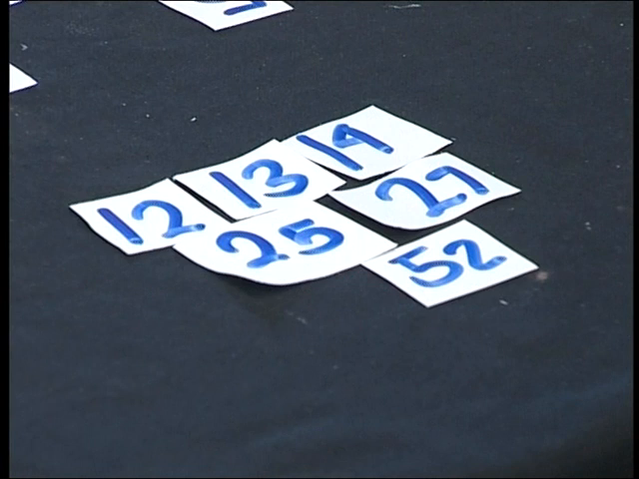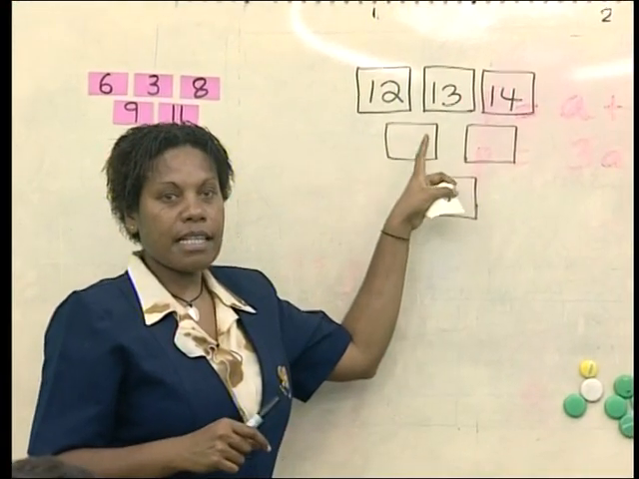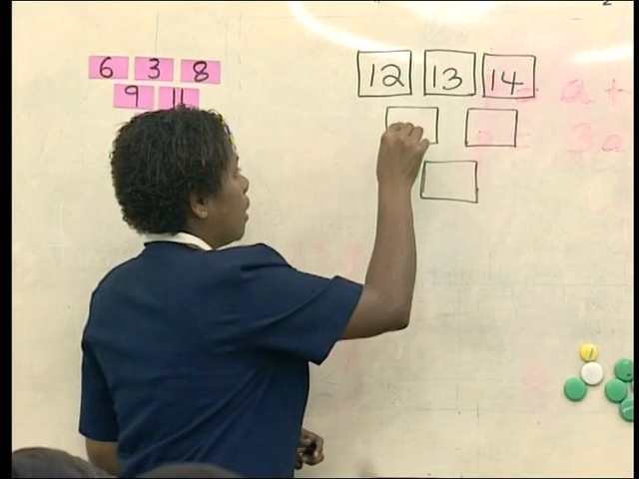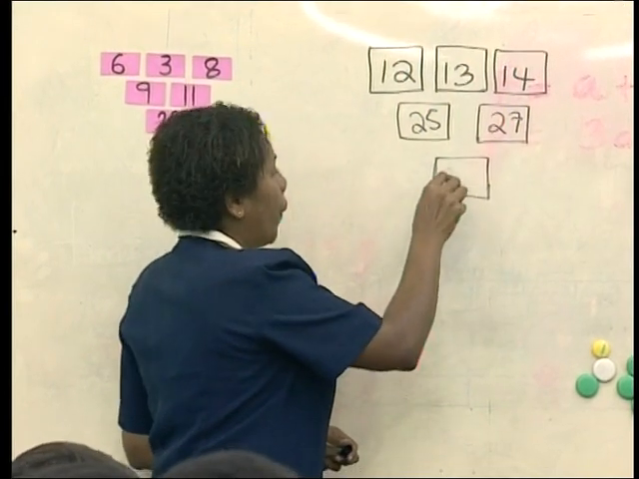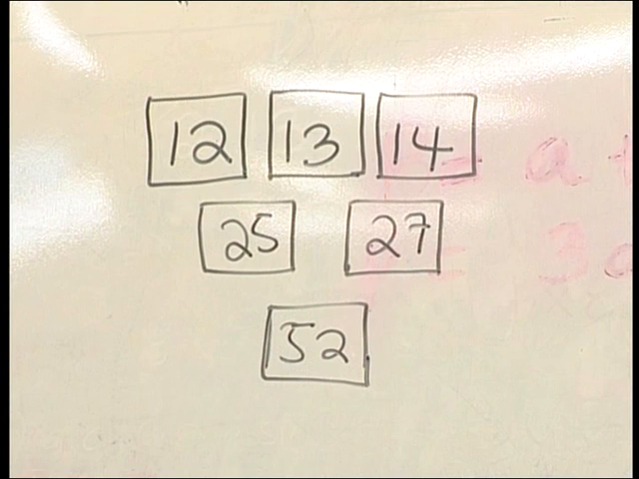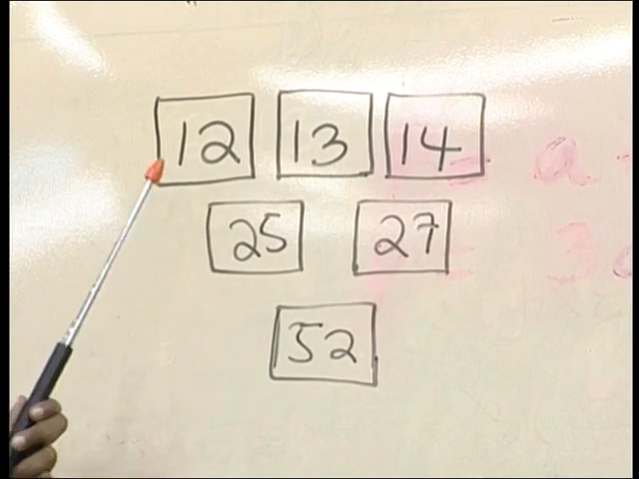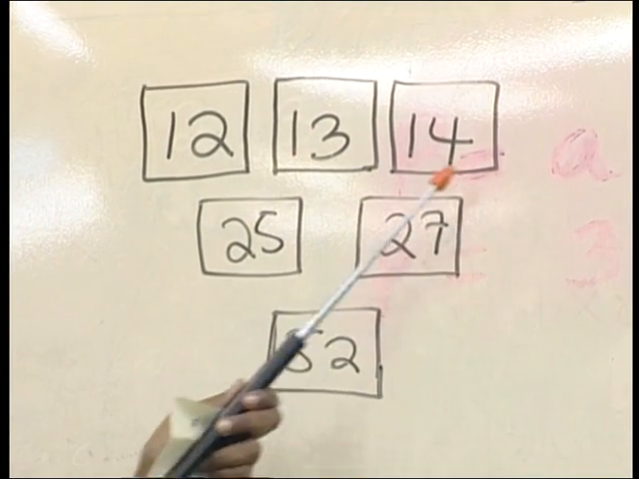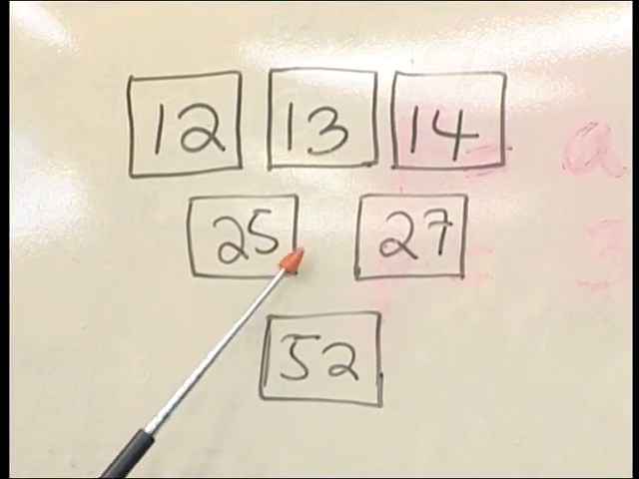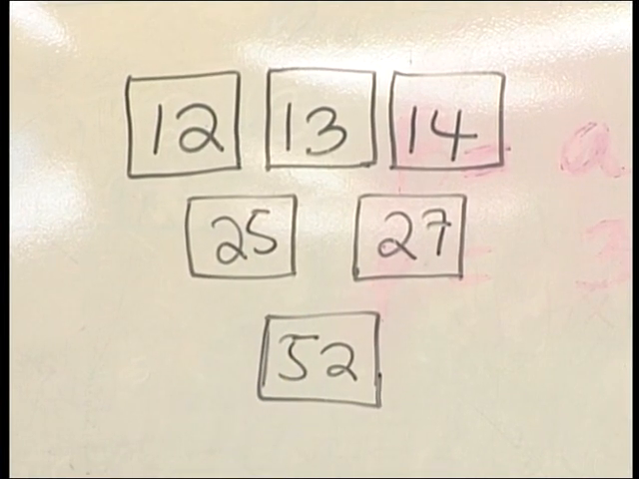Okay, good, finished. Receiving students, I hope you have finished. All right, what should be in the second line? The two numbers in the second line? 25, 27. So remember, you are adding here, you're trying to find the total. 12 plus 13 is 25. 13 plus 14 is 27. And then you add these two numbers to get your total. 25 plus 27 is 52.